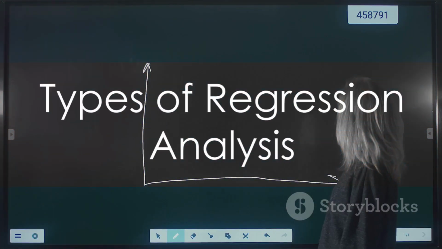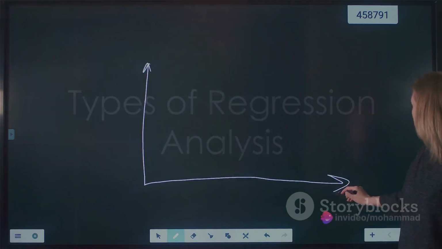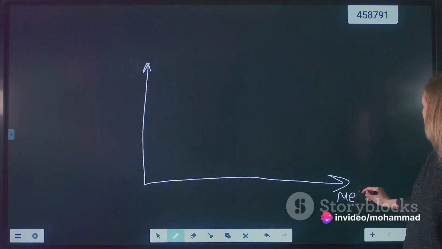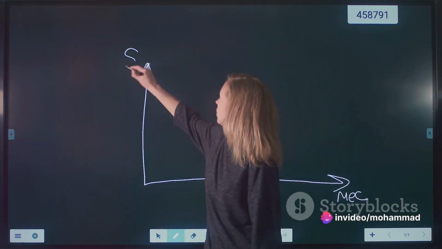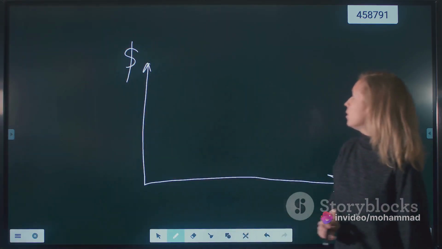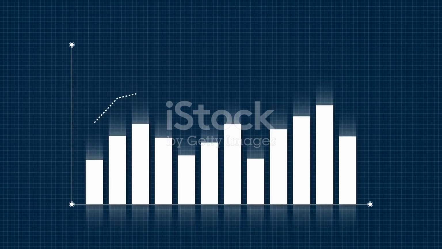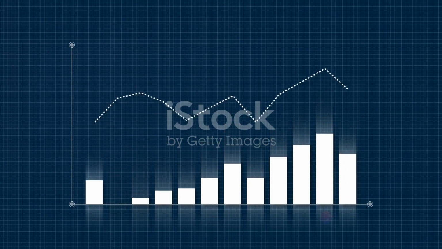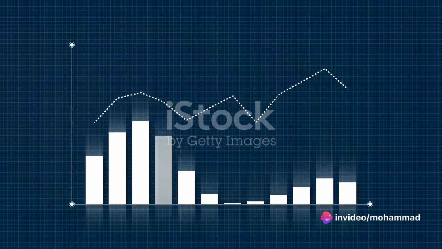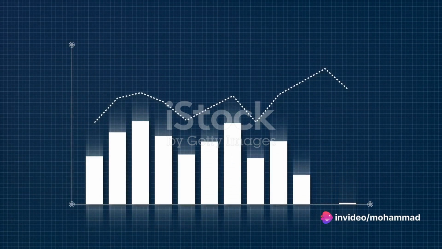In the vast realm of regression, there are several types, each tailored for different scenarios. The choice of regression type depends on the nature of the data and the problem at hand. Linear regression, for instance, is one of the simplest and most widely used regression techniques. It assumes a linear relationship between the input features and the target variable.